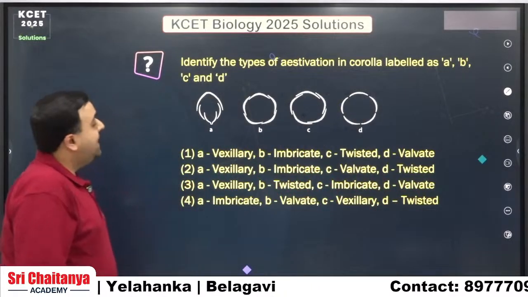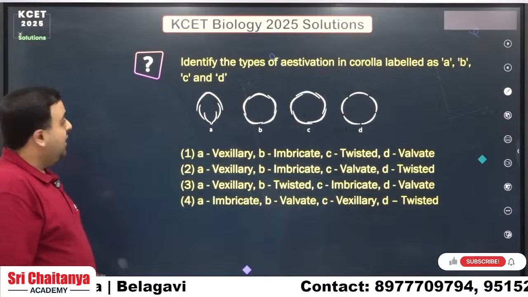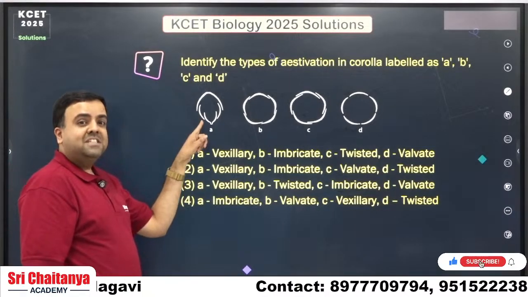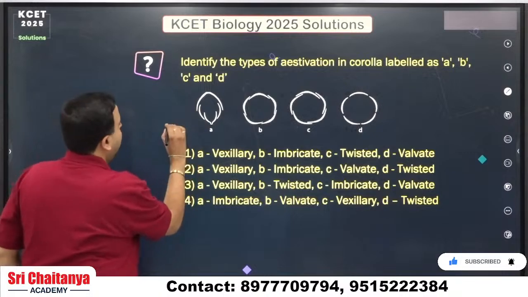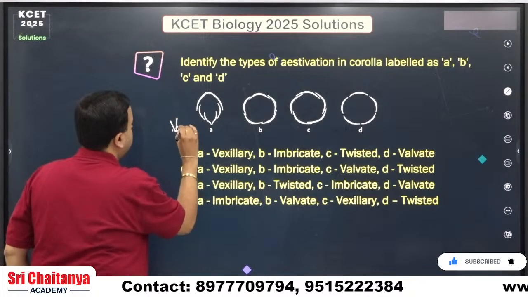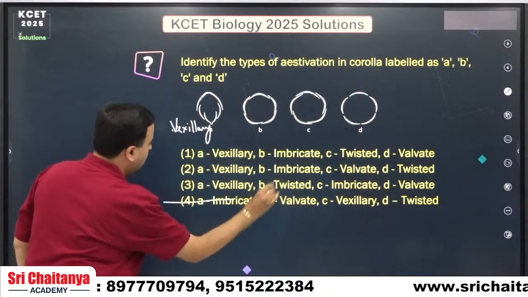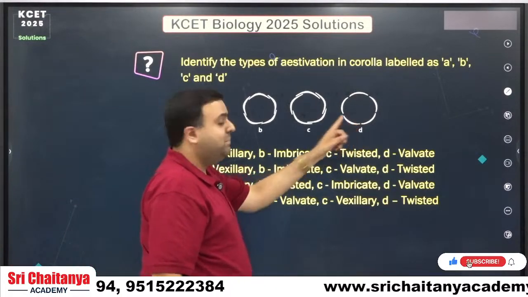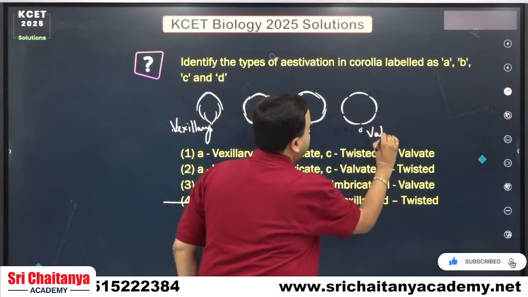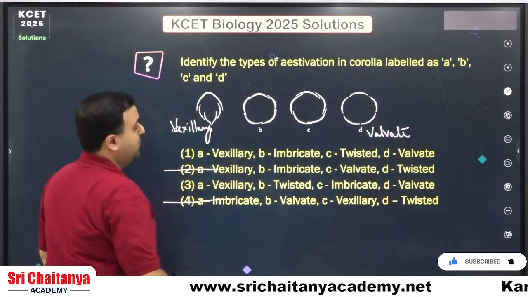Now, identify the types of aestivation in corolla labeled as A, B, C, D. The minute you look at this, you know this is a characteristic aestivation in family Fabaceae, and this has to be vexillary. So, I can remove option number 4. Now, I can come here, this is the simplest one, and this is going to be valvate. So then I can remove option number 2.